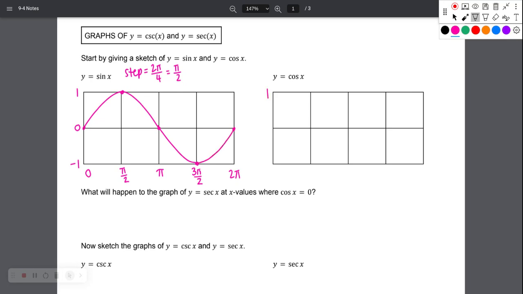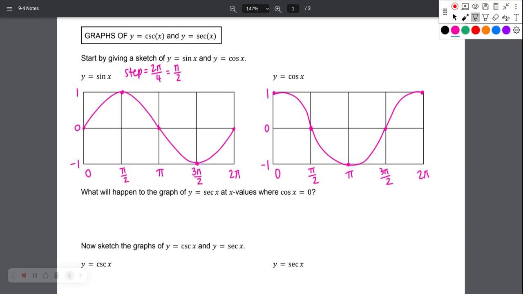For cosine, our x and y axis are going to be the same as for sine. We just know that cosine starts at the maximum and ends at the maximum. So we would have max to max. Okay, so those are our parent functions of sine and cosine.